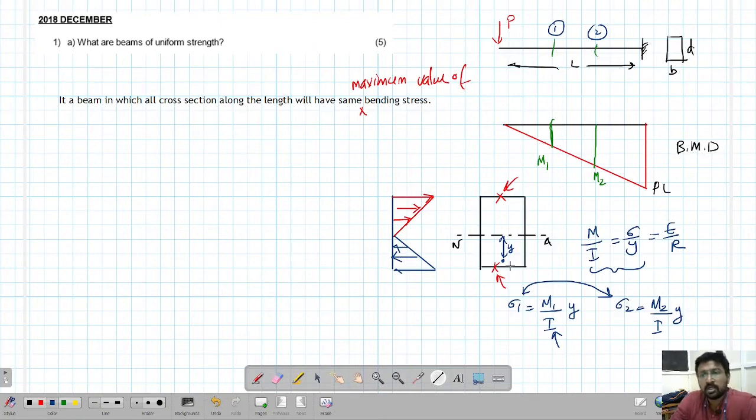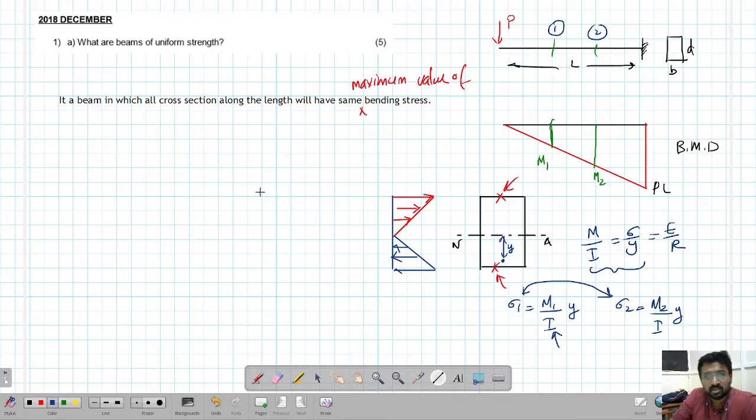Okay. So for the bending equation, we can find stress at any point, but for beams of uniform strength, what we will look at is only the extreme stresses. So the value of extreme stress will be the same at all the cross sections. That means I have to change the cross section at different locations. Then only I'll get maximum stress at the extreme fibers. Now, how do I change that?